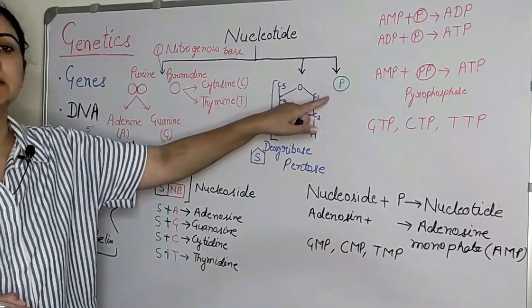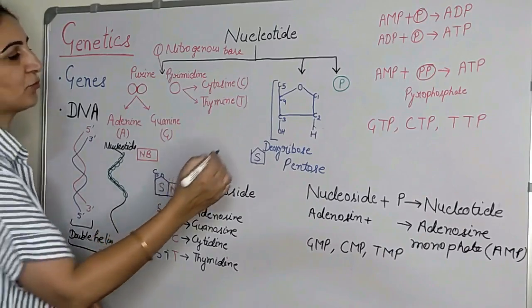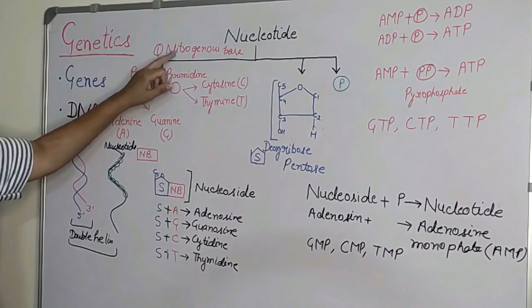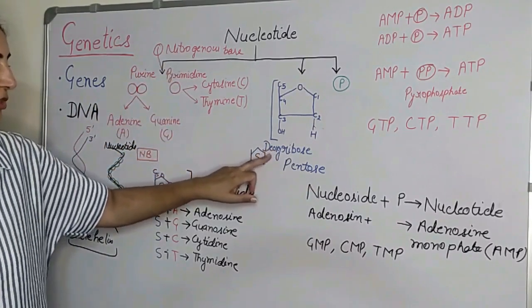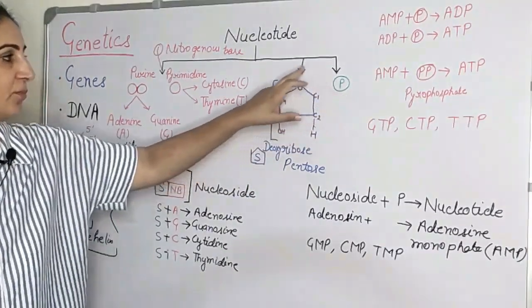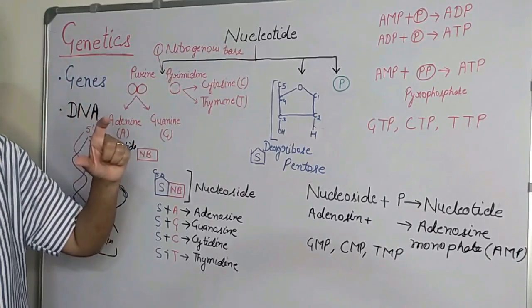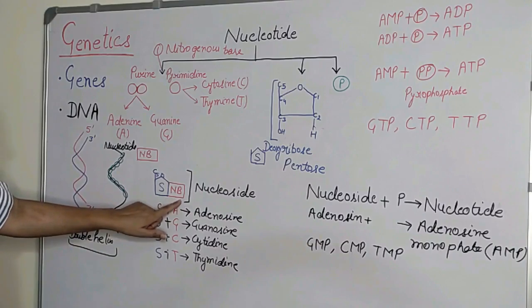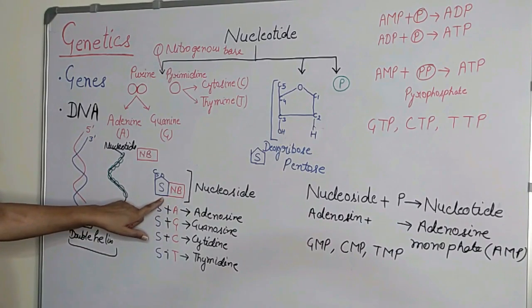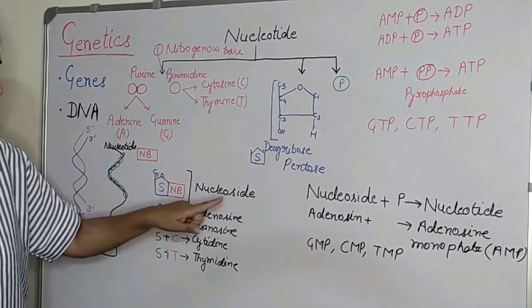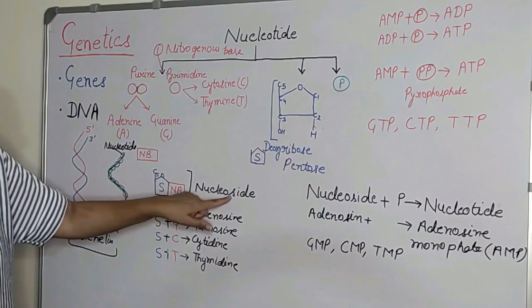So now let's see about the third subunit. The third subunit is the phosphate group, which we have demonstrated like this. So if we have one nitrogenous base, deoxyribose sugar and phosphate group, we can synthesize a single nucleotide. When a nitrogenous base combines with the sugar moiety, nitrogenous base plus sugar, this combination is known as a nucleoside.